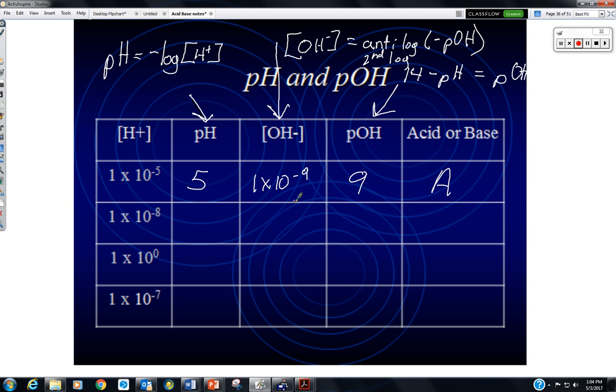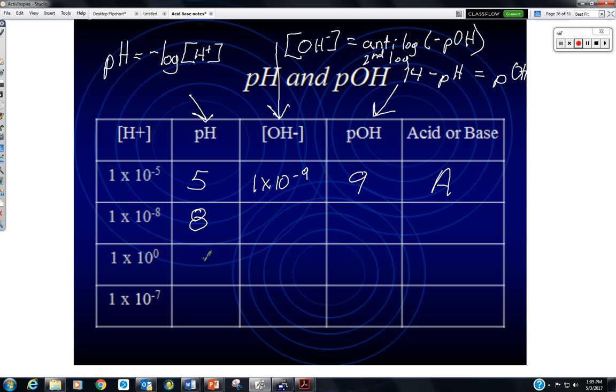Now, what pattern do you notice that's happening with the pH and pOH? If it has a pH of 5, then the concentration is 1 times 10 to the negative 5. If it has a pOH of 9, the concentration of hydroxide is 1 times 10 to the negative 9. So this one, 1 times 10 to the negative 8, what do you expect the pH to be? 8. 1 times 10 to the negative 0. This one is tricky.